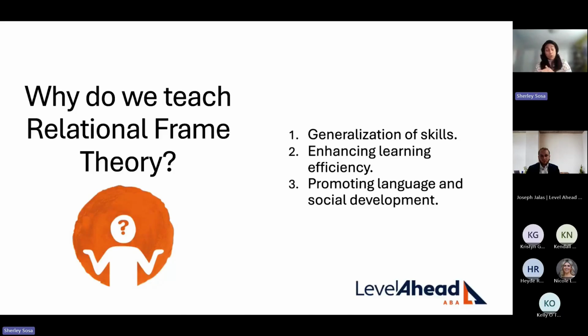And in addition to promoting language, relational frame theory promotes social development by teaching individuals to recognize and respond to social skills. For example, facial expressions and gestures, and these individuals can develop the social skills and improve their ability to interact with others. And overall, they're going to have a better social integration.